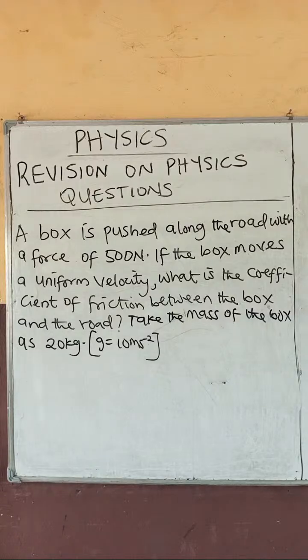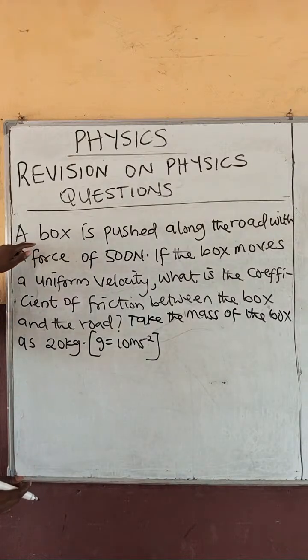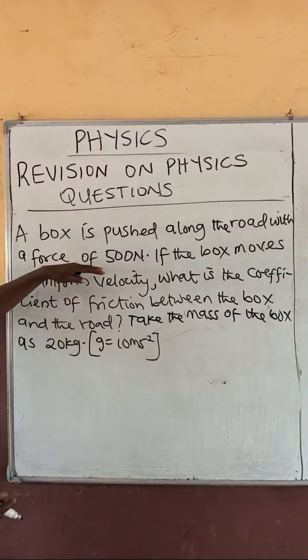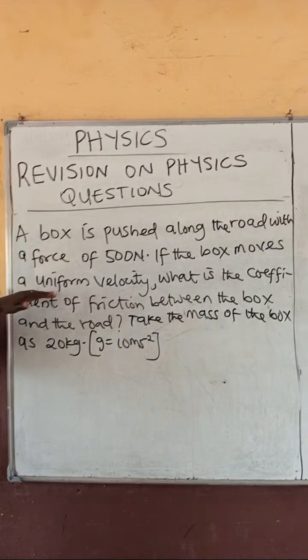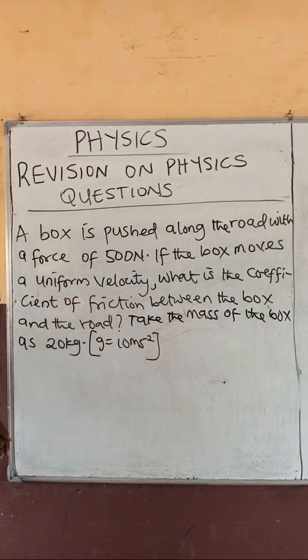Now we can solve, okay? The box is pushed along the road with a force of 500 newtons. If it moves with uniform velocity, what is the coefficient of friction between the box and the road? I gave you the mass of the box to be 20 kilograms, and g is 10. Now, for us to write the parameters, the force we are looking at is the frictional force.